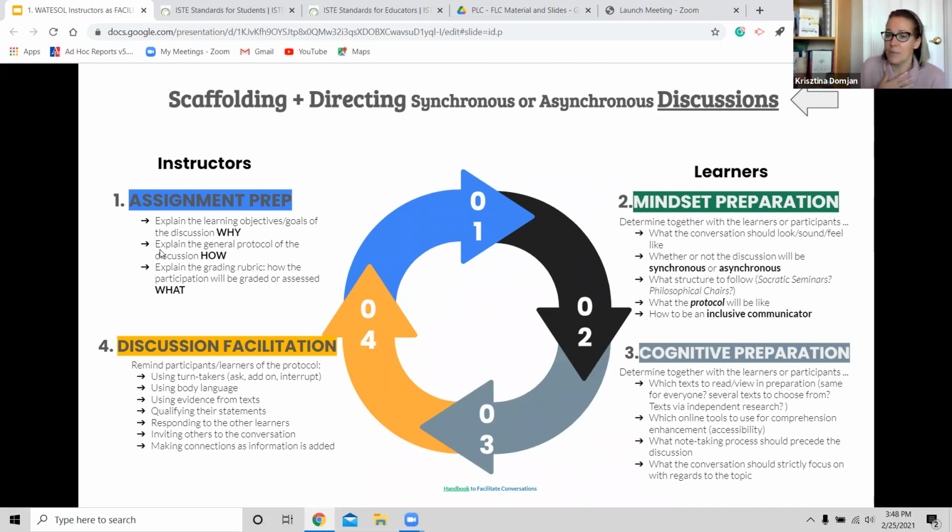And of course, number 4, facilitating the discussion. Again, that's my job, but it's also the job of the other students. They need to understand that they are part of facilitation as well. They should ensure that things are going smoothly, not just me. So they can remind each other to use body language, or to follow certain rules depending on what the protocol is that you're using for the discussion. But of course, as the facilitator, you have the biggest responsibility to ensure that everything goes as planned.